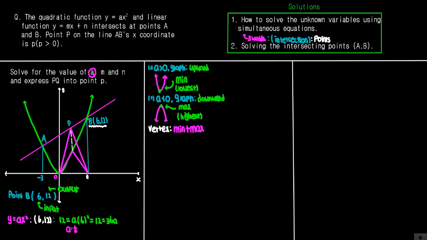So the leading coefficient of our quadratic function was a, which means we could get our full function. Our full quadratic function is going to be y is equal to 1/3 x squared. So we solved for our a value, which is 1/3. Now all we have to solve for is m and n. But m and n come from our linear function. So before we think about m and n, let's think about what this linear function will look like.